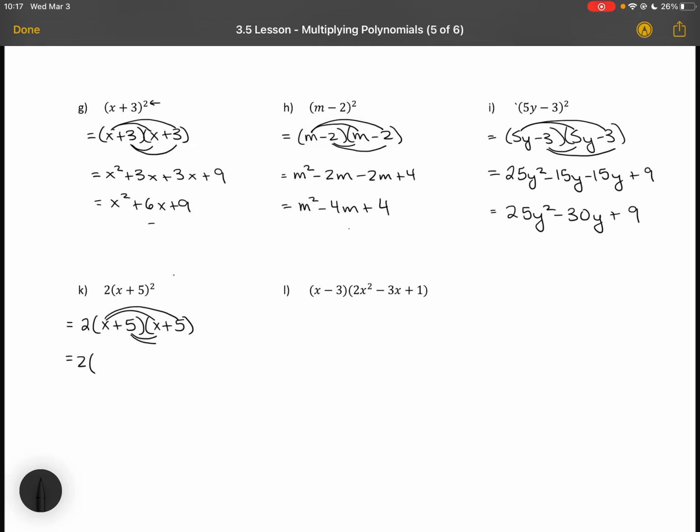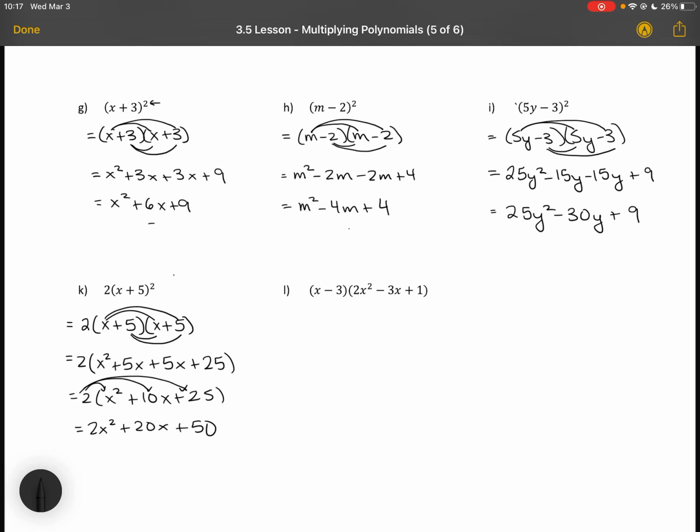So first, outer, inner, last: x squared plus 5x plus 5x plus 25 simplifies to 2 times x squared plus 10x plus 25. And now I'm going to distribute again, multiplying everything by 2. 2x squared plus 20x plus 50.